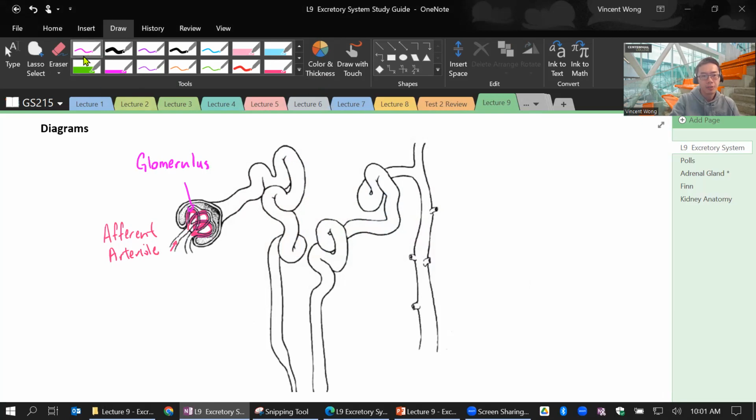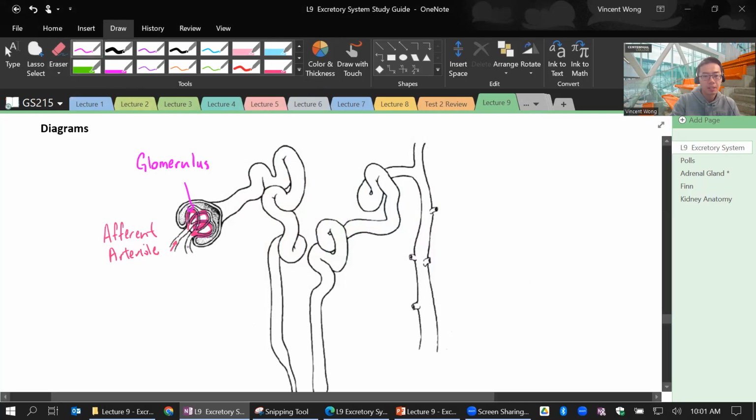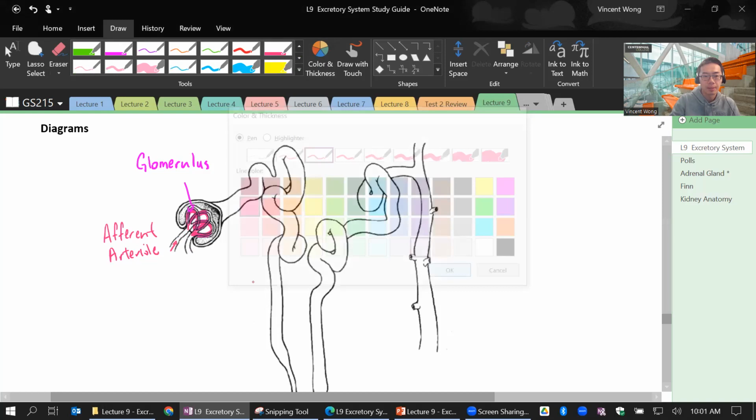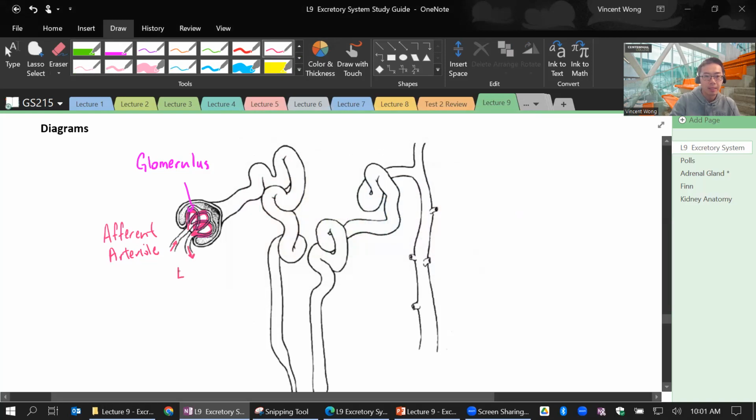And we filter some blood there. Not everything will be filtered. Whatever is not filtered will come out on the other end. Lost my color here. Which is this one? Okay. Will come out, and that would be the efferent arteriole.